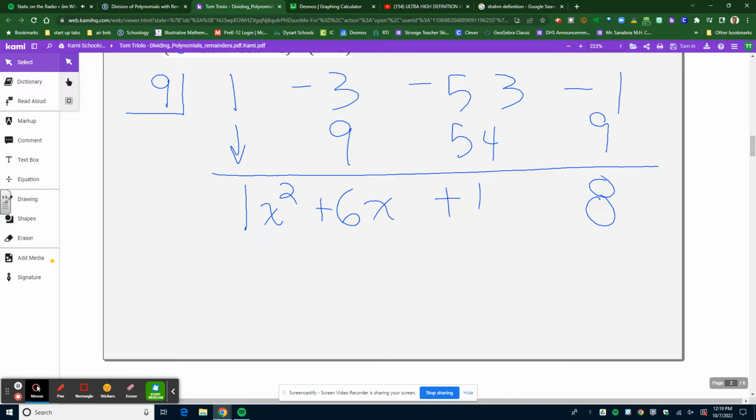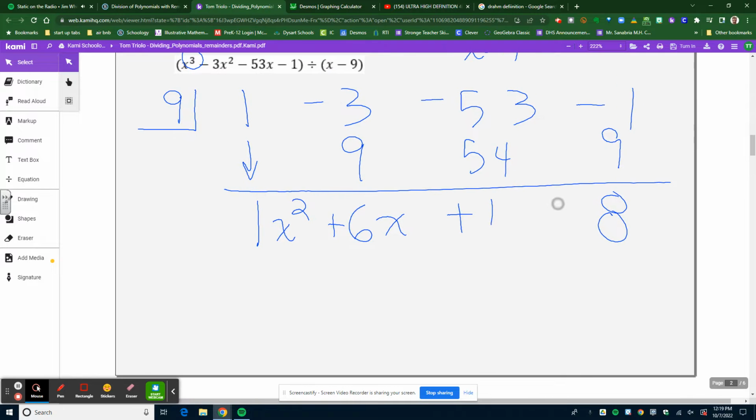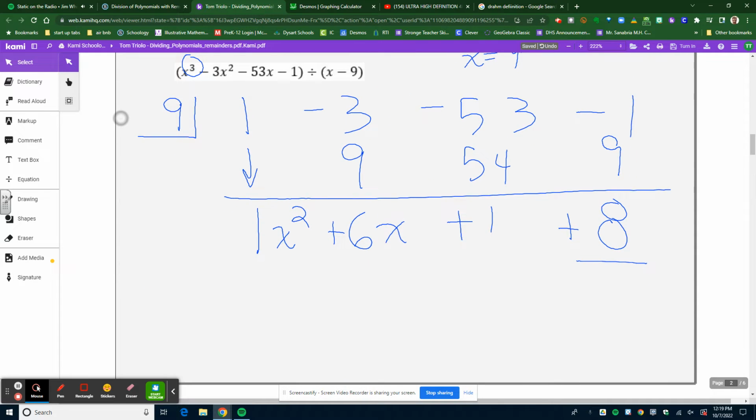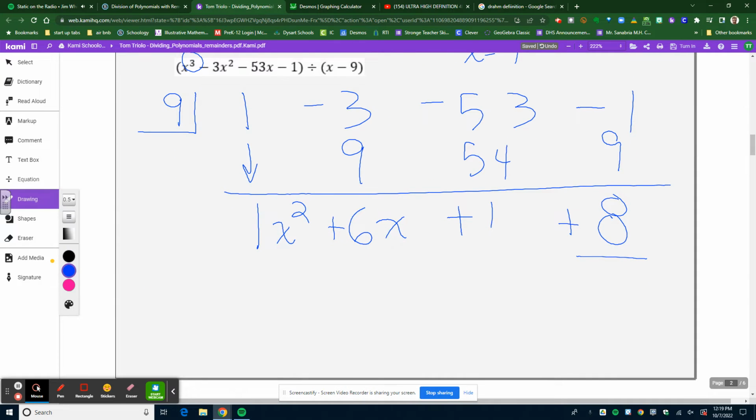8 is my remainder. So I add on 8 over my divisor. My divisor up here was 7. My divisor right here is x minus 9. So it's going to look weird. So my answer is x squared plus 6x plus 1 plus 8 over x minus 9. That is your answer. Okay.